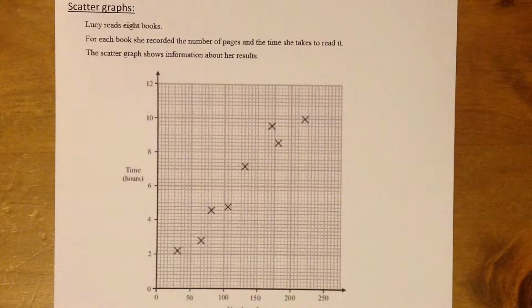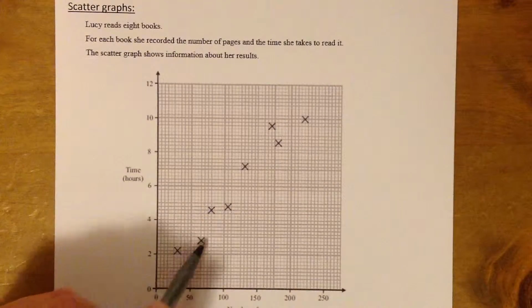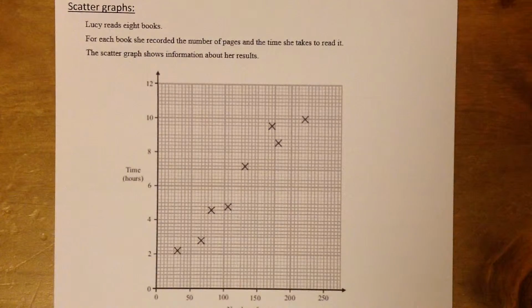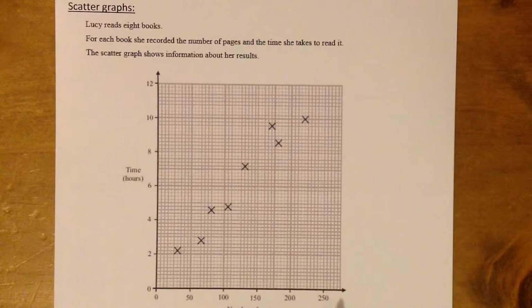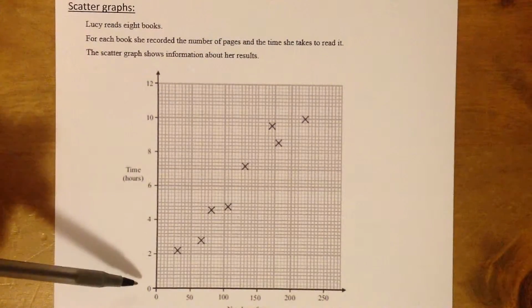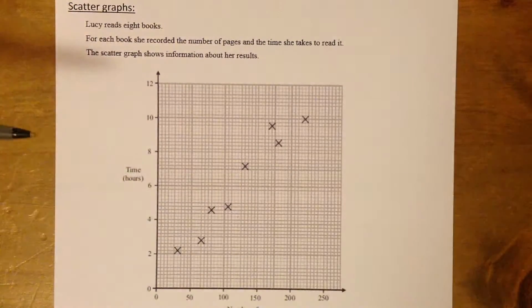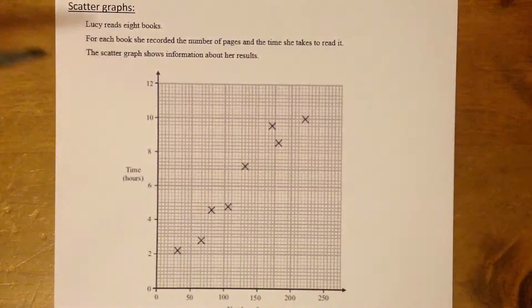Then it says Lucy reads 8 books, and we've got 1, 2, 3, 4, 5, 6, 7, 8 plots there. For each book she recorded the number of pages, and we've got that on the x-axis here, the number of pages that the book had, and the time she took to read it, which we have on the y-axis given in the units of hours. So these are all of those 8 books, how many pages they had and how many hours.